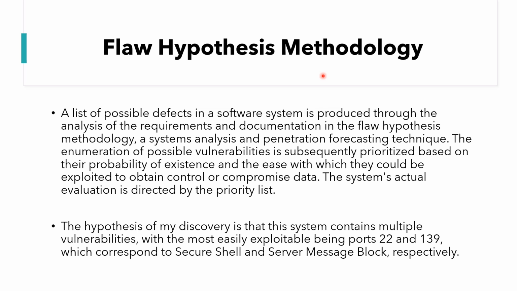The hypothesis of my discovery is that this system contains multiple vulnerabilities, with the most easily exploitable being port 22 and port 139, which correspond to Secure Shell and Server Message Block respectively. So my hypothesis, I determined that port 22 and port 139 are easily exploitable. After I did all of my testing, I found that both port 22 and port 139 can be easily exploited, meaning hackers can easily exploit both of these ports.